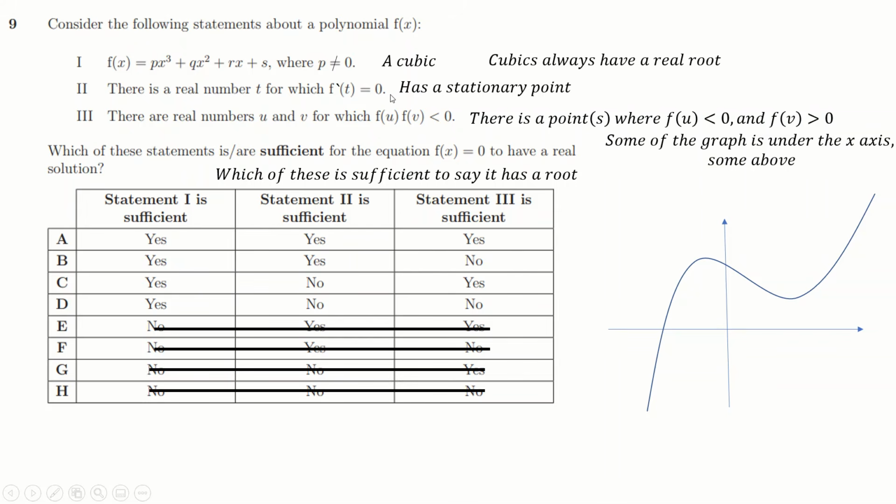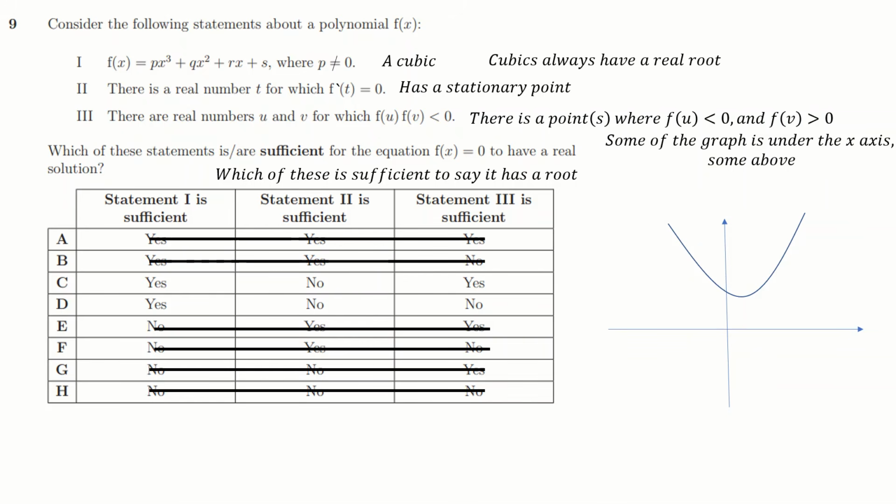Thinking about functions that have a stationary point, do they necessarily have a root? Is it sufficient to say that has a root? Well, here's a function that has a stationary point but no root. So it's not sufficient to say, oh, if I have a function that does this, then I have a root. That's not sufficient. So we'll cross out the yes for option 2. Narrowed it down to here.